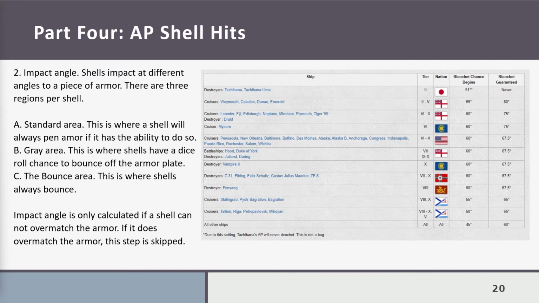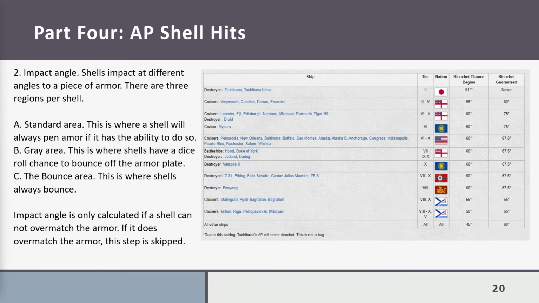Impact angle is only calculated if a shell cannot overmatch the armor. If it does overmatch the armor, this step is skipped because there's no need to check it, because the shell is so much bigger than the plate of armor. It doesn't matter what it strikes. The armor is going to fail against the shell.